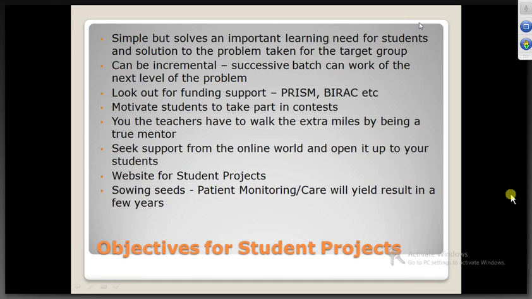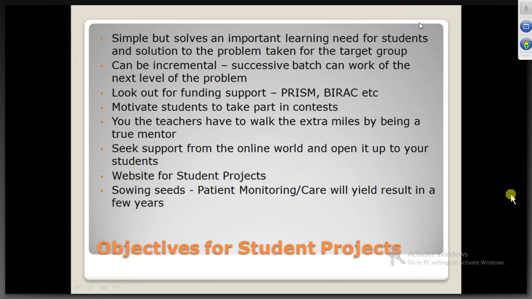But I would like to bring to your notice that there are entities like PRISM, probably most of you might have heard about it. It's an initiative by DST, the Department of Science and Technology, wherein you get funding up to something like 75,000, 1 lakh, specially for students' projects.